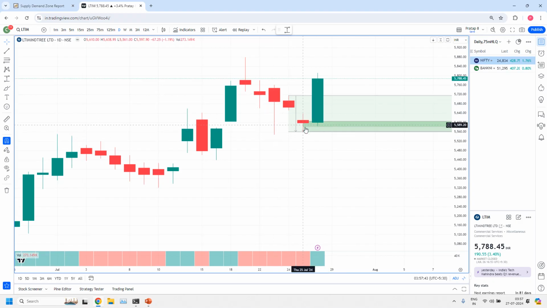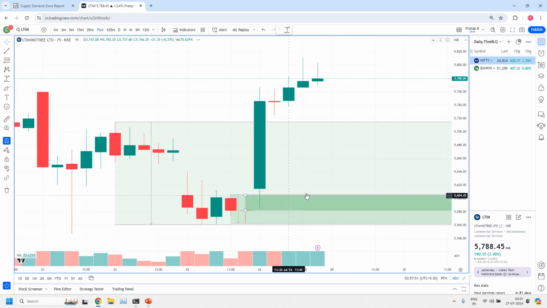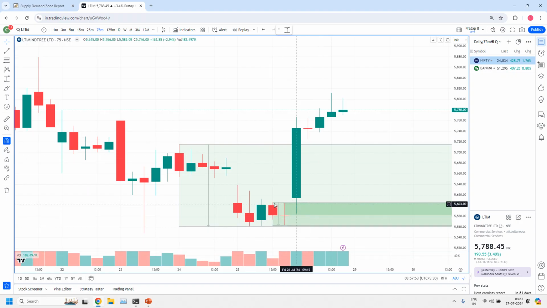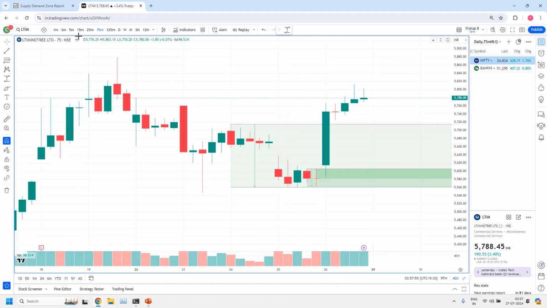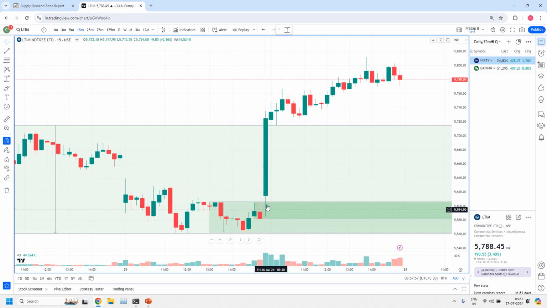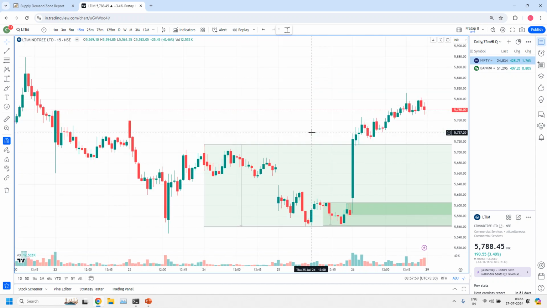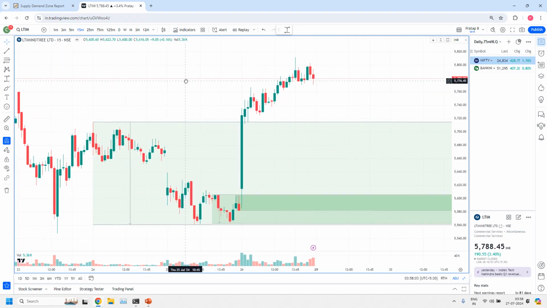Inside the daily we have a 75, and inside the 75 we have 15 minutes. Now let us do top down. Let us assume this is the daily. From daily we go to 75 minutes. See here we have a 75-minute zone. From 75 minutes we go to 15 minutes. See here we have a 15-minute zone. So this zone has a higher trade probability setup.